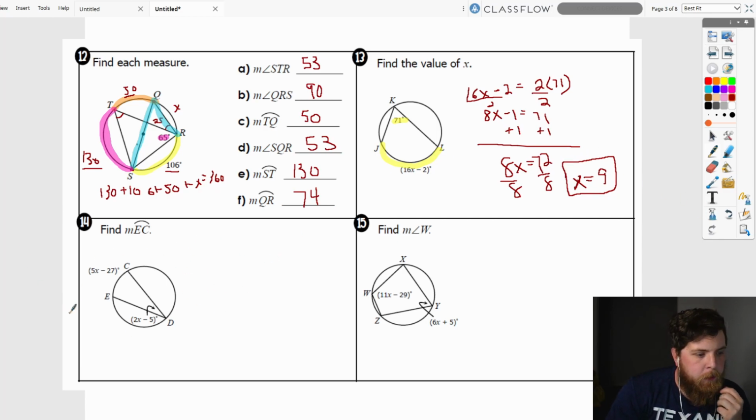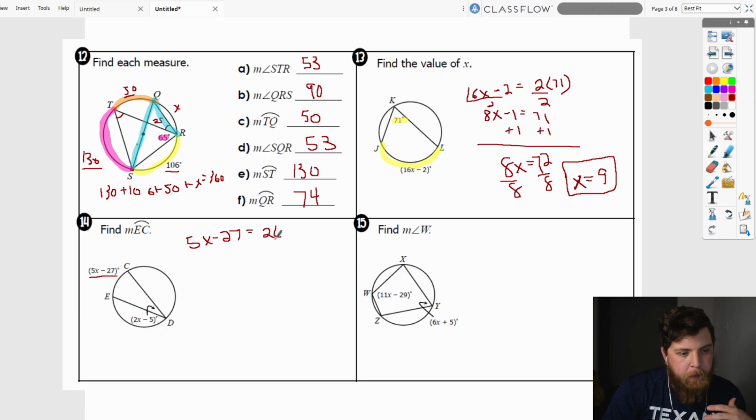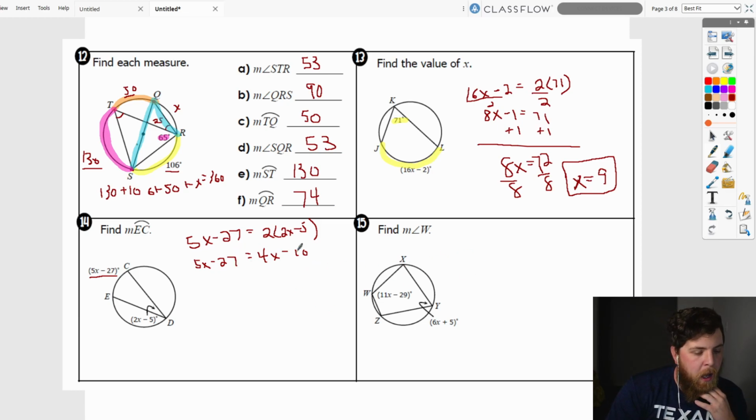Okay. Here, right, if they don't give you any measures, but we have something with variables, we can still solve that, right? We could say that this arc measure, so 5x minus 27, is equal to 2 times the angle measure, which is 2x minus 5, right? We could distribute this out. This becomes 4x minus 10. So 5x minus 27. Then you can move the 4x over. We could add the 27 over. We would get x equals 17.